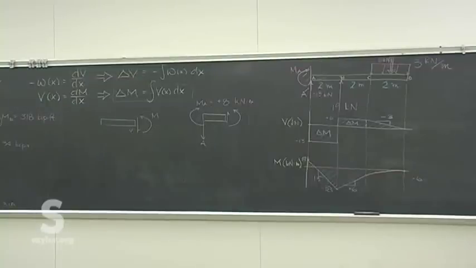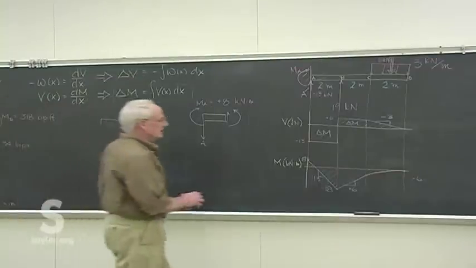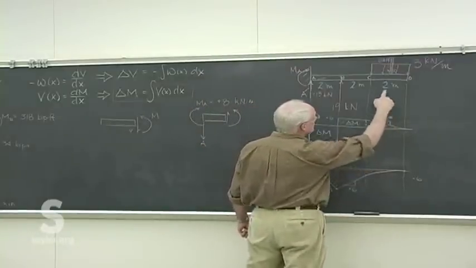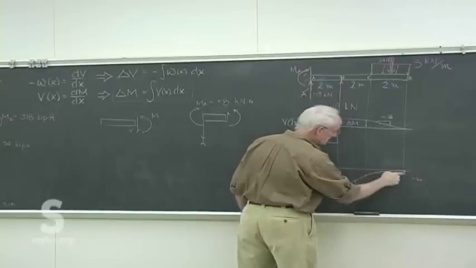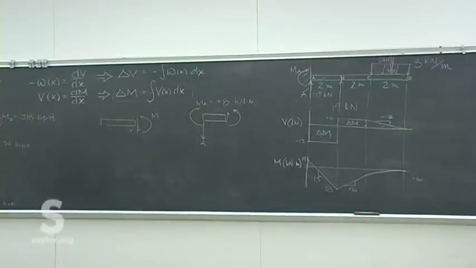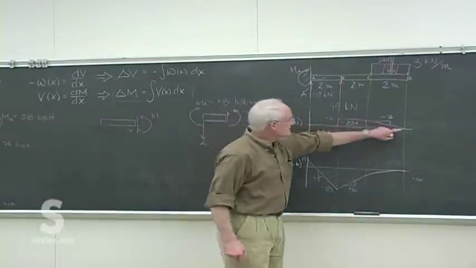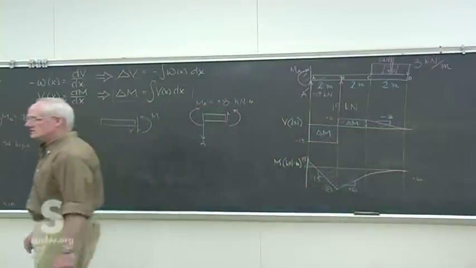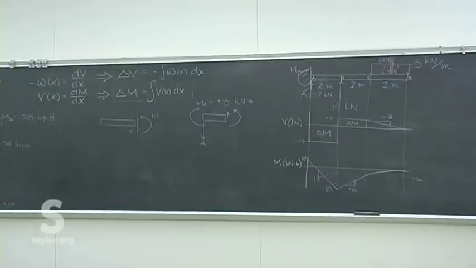And all of the stuff agrees there. The area of that should be minus 6, and indeed it is, or plus 6, because that's the change in M that we see there. All the slopes agree. Shear goes to 0, so the slope of the moment curve goes to 0. There we go. All right, any questions on those?